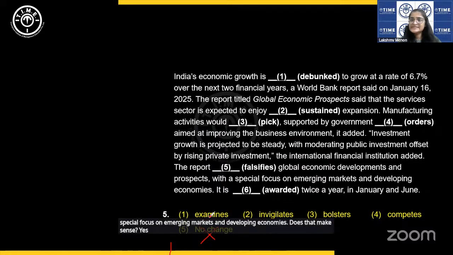Yes, the report studies this. This is the theme of the report. That does make sense. But let us see. Let us examine the other options.